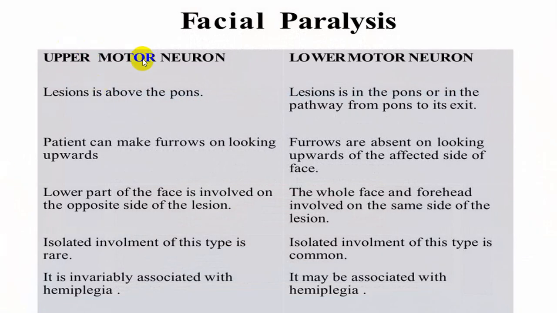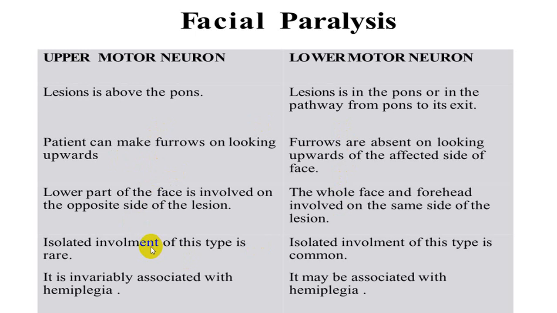Now there is a difference between upper motor neuron and lower motor neuron palsy, which I have already mentioned. In an upper motor neuron lesion, it is a lesion above the pons, while this is below the pons, in the pons or outside the pons. The patient can furrow the forehead and can close the eye very clearly. Only the lower part of the face is involved, while here the entire face is involved.